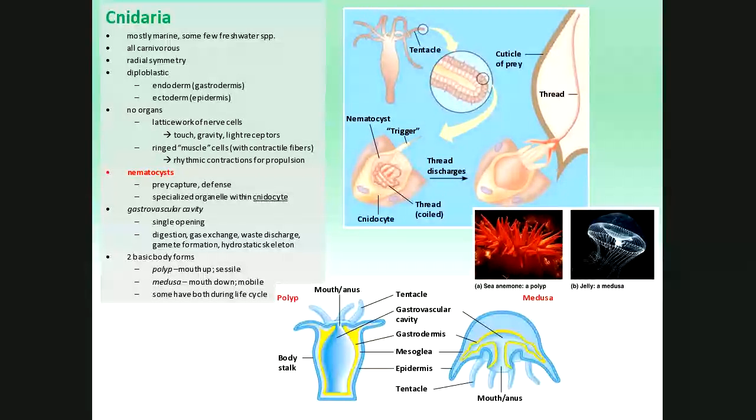Even though there's a few species, it's one of the ones we know best. Cnidarians sting things, so they're meat eaters. They're carnivorous. They have radial symmetry, two body layers again.